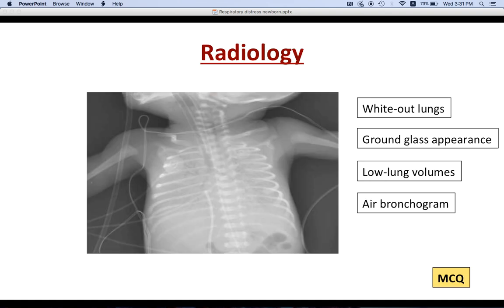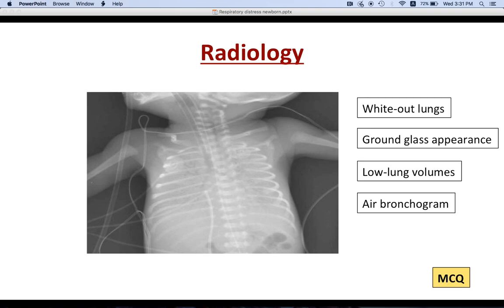So there will be white out lungs. As you can see in these pictures, the lungs are completely white out. You cannot visualize the lung. Or there is a ground glass appearance. By that we mean that there is a generalized haziness of the lung field. The lung volumes can be low, and you can also see air bronchogram.